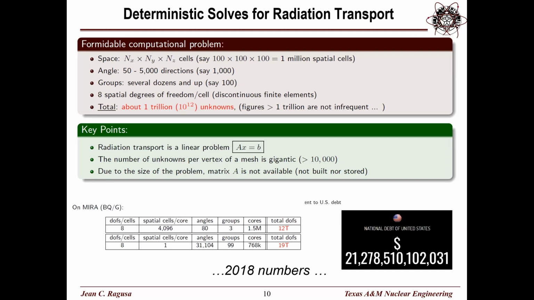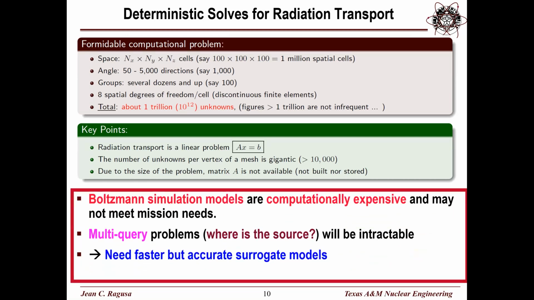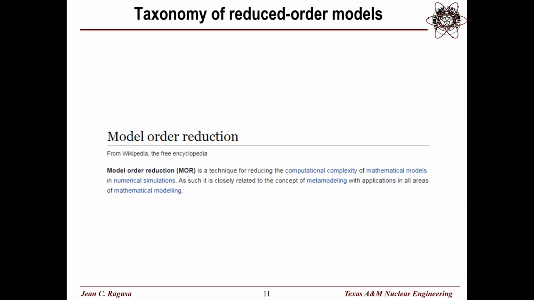So it's not possible to put that simulation engine in the digital twin. The Boltzmann simulation models are way too expensive and do not meet our needs. We have multi-query problems all the time because the inference engine is constantly asking, where are the sources? Where are the sources? What if the sources are here? What should we expect for detector count rate? So we have multi-query problems, and it's impossible to do this with the radiation transport code. So we need much faster surrogate models.